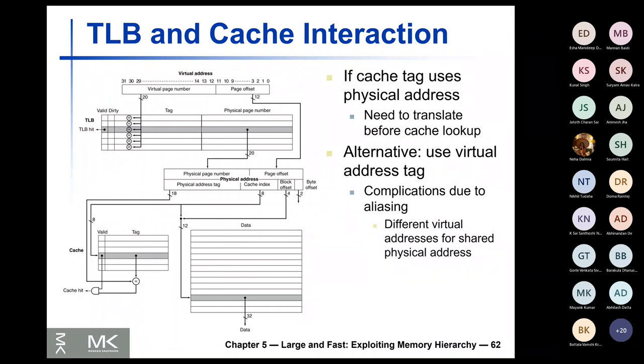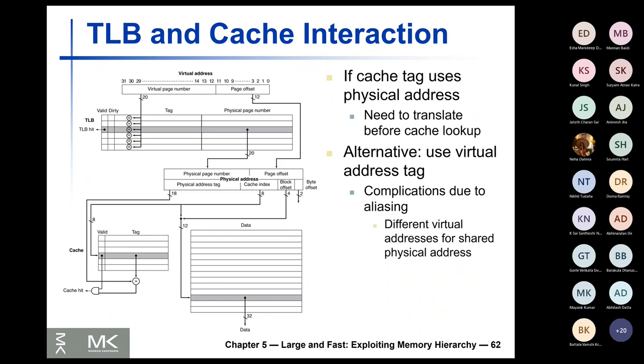Because you are performing a TLB lookup, and if you are getting the physical page number, you are then looking at the cache, and if this is a cache hit, you are returning the data. Everything should complete inside one clock cycle. The alternative used to use virtual address tags inside the cache, but then different virtual addresses for shared physical addresses are possible. There can be shared pages in memory, as I said. So those complications arise, and we'll not go into them.